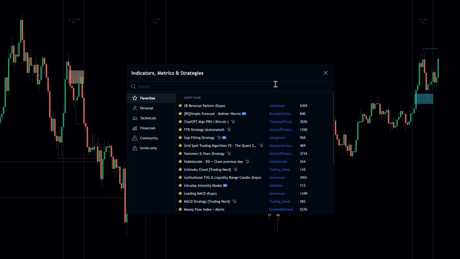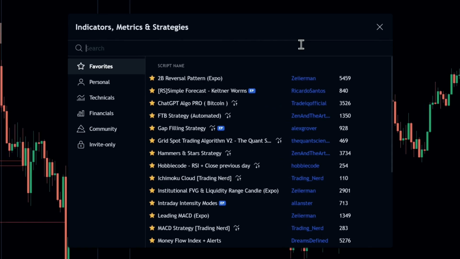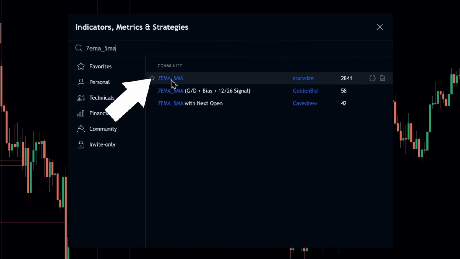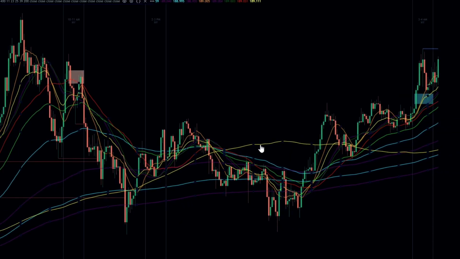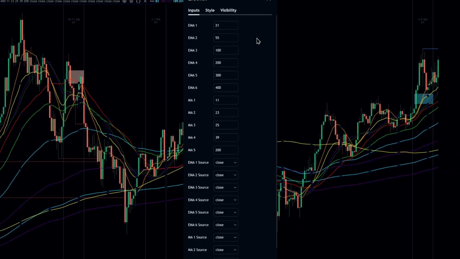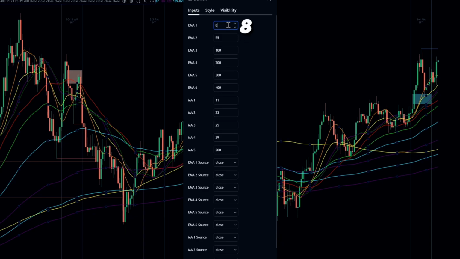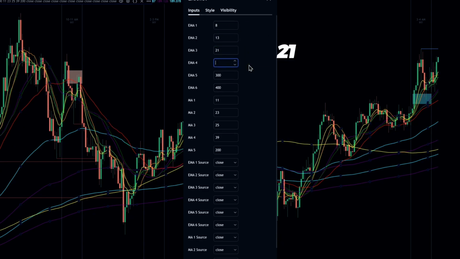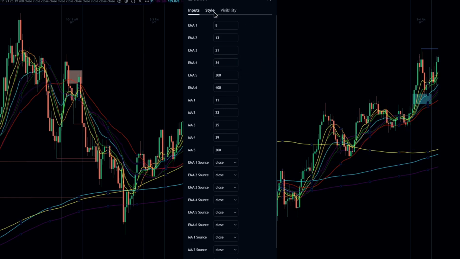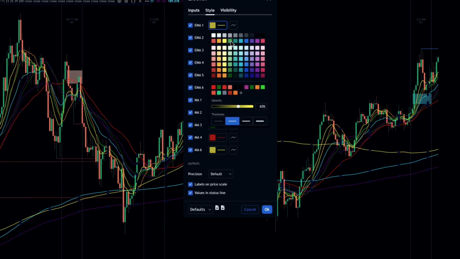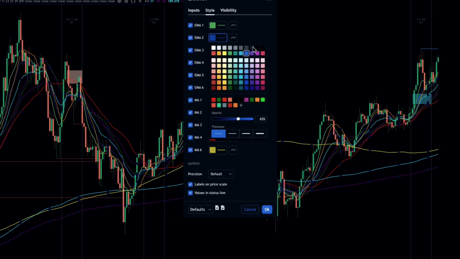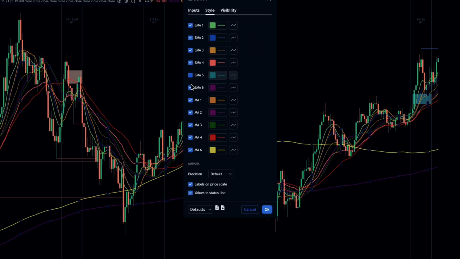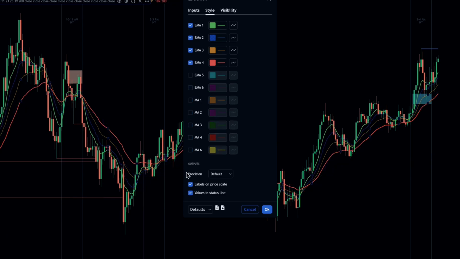Open the indicator search tab and look for an indicator called 7 EMA, 5 EMA by Storewise. Big shout out to them as well. Double click on it to adjust the settings. On the Inputs tab, change the EMA1 length to 8, EMA2 to 13, EMA3 to 21, and EMA4 to 34. On the Style tab, change EMA1 color to green, EMA2 to blue, EMA3 to orange, and EMA4 to red. Disable the remaining EMAs so only the first 4 are active.